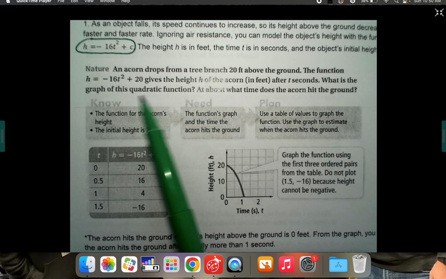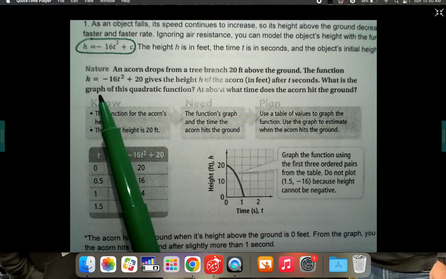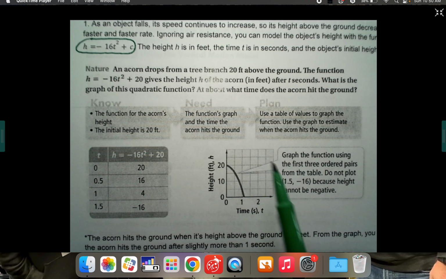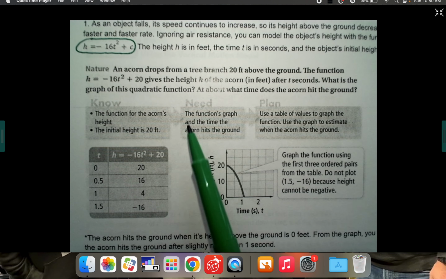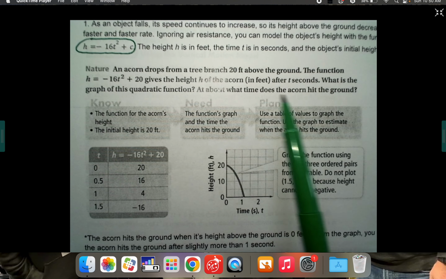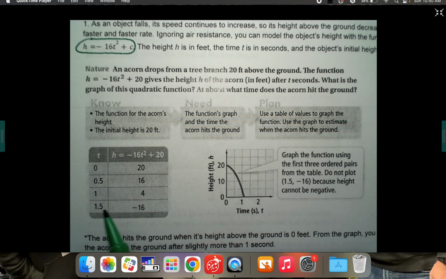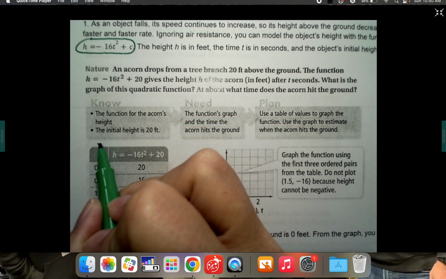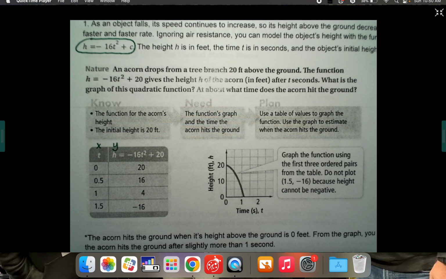So what we need to know is what is the graph of this quadratic function. This one is done for you, but I wanted to take some time to explain it before we do our own, so we can find out at about what time the acorn hits the ground. Many times when we're graphing, we tell you guys go ahead and start by making a table. A lot of times this is your x and this is your y. This time the x is representing the t, which is the time in seconds. So at 0 seconds, it starts 20 feet above the ground.